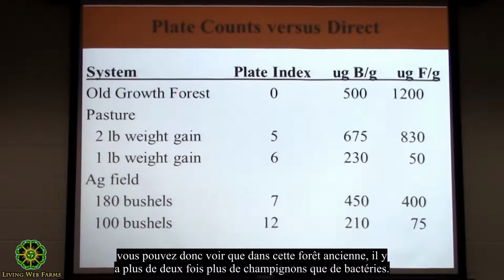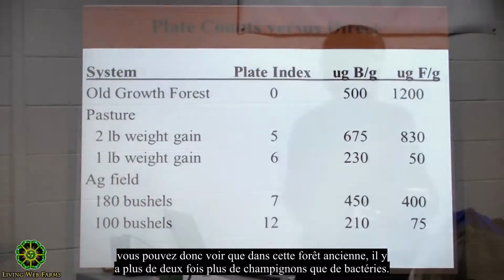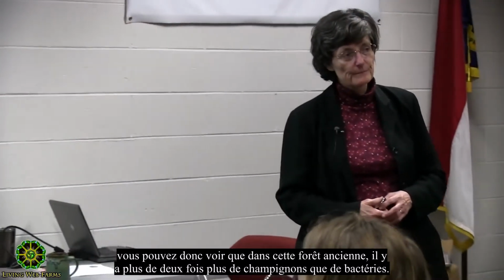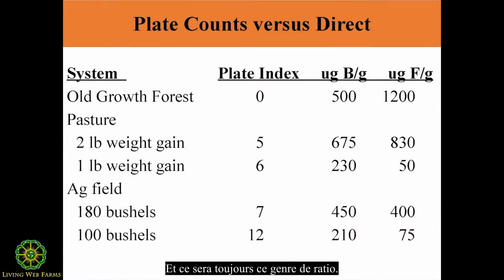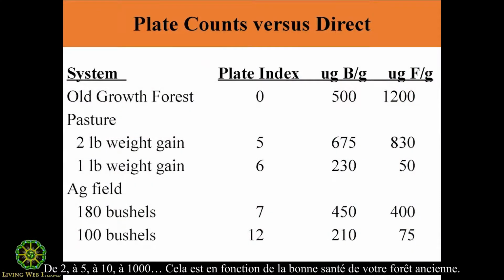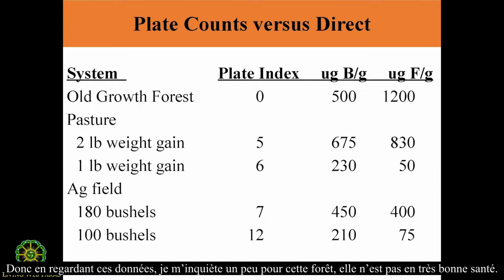And so you can see that in that old growth forest we have more than 2 times more fungi than bacteria. And that is always going to be that kind of ratio. 2 to 5 to 10 to 1,000, depending on how healthy your old growth forest actually is. So I take a look at this data, and I'm kind of worried about this old growth forest. It's really not very healthy.